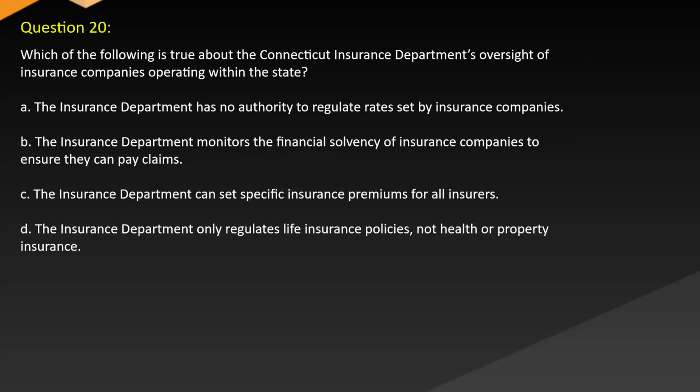Which of the following is true about the Connecticut Insurance Department's oversight of insurance companies operating within the state? A. The Insurance Department has no authority to regulate rates set by insurance companies. B. The Insurance Department monitors the financial solvency of insurance companies to ensure they can pay claims. C. The Insurance Department can set specific insurance premiums for all insurers. D. The Insurance Department only regulates life insurance policies, not health or property insurance.